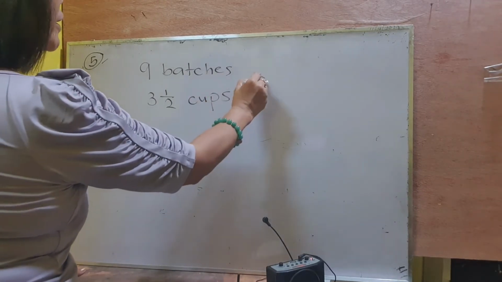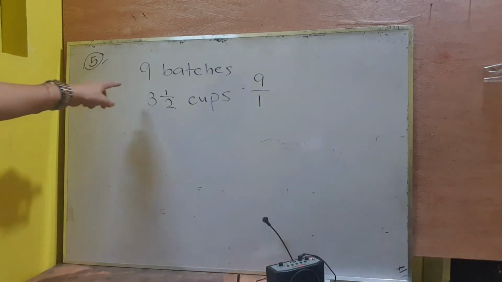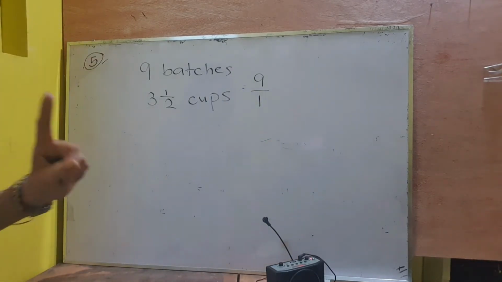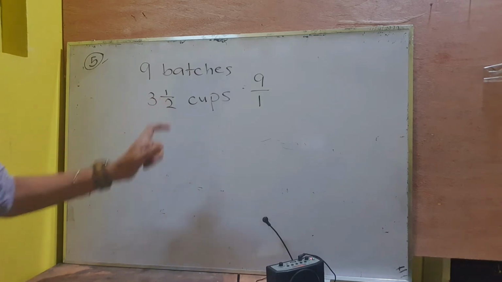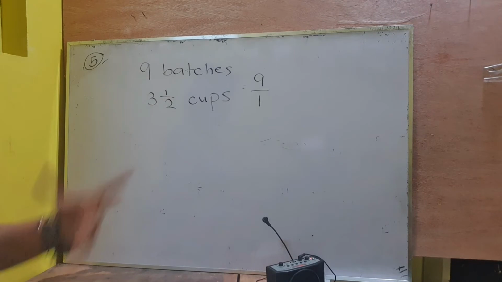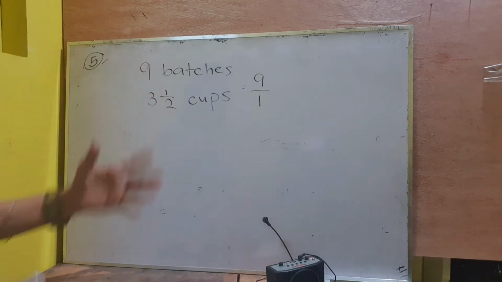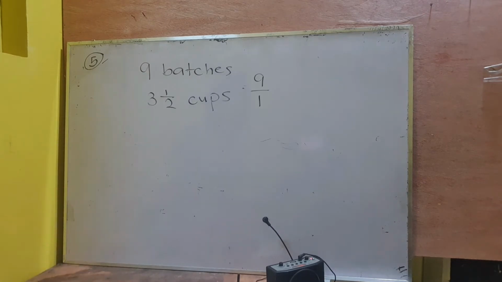So, itong 9 batches nyo, that is 9 over 1. Okay? Kasi whole number yan, 9 over 1. Bakit natin gagawin yun? Kasi meron tayong 3 and 1/2. So, we cannot multiply 9 times 3 and 1/2. Okay? So, ang gagawin niyo dyan, itong 3 and 1/2 ninyo, you have to convert that into improper fraction. Kasi siya ay mixed number ngayon, okay?